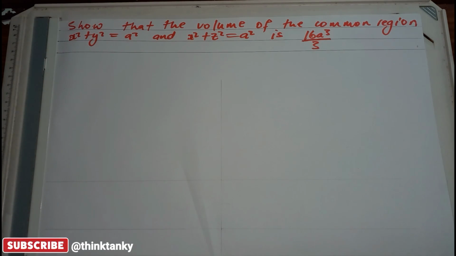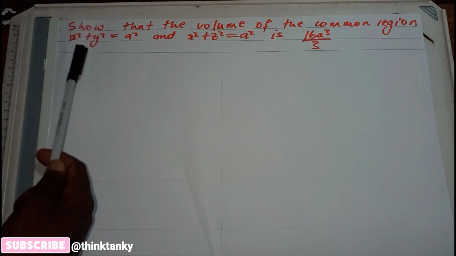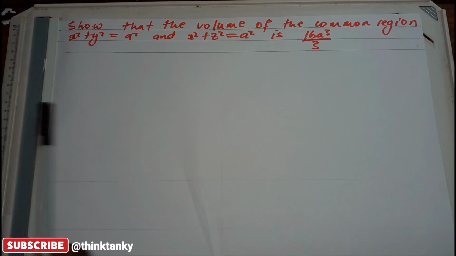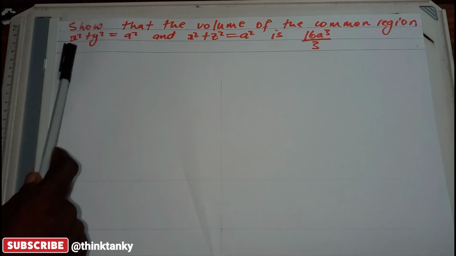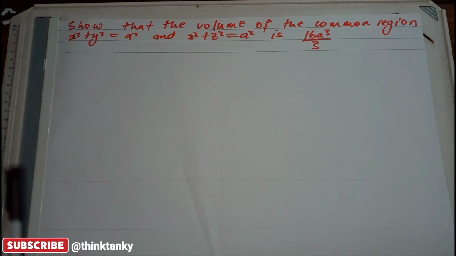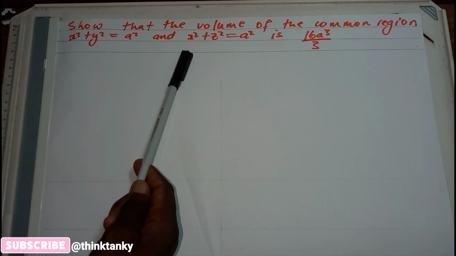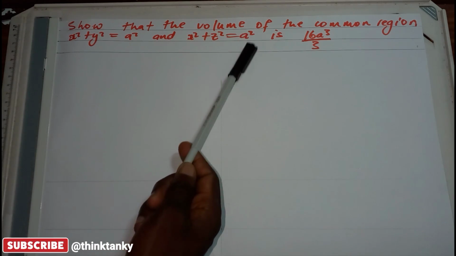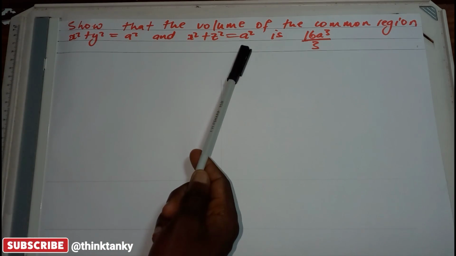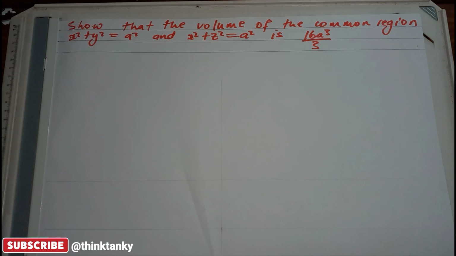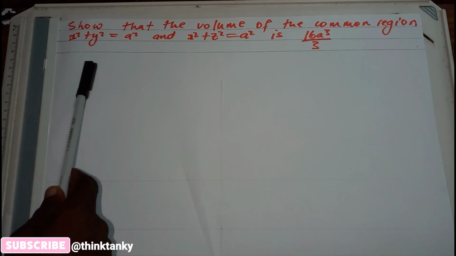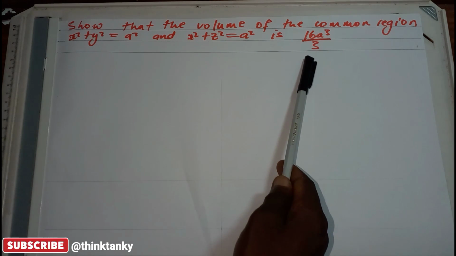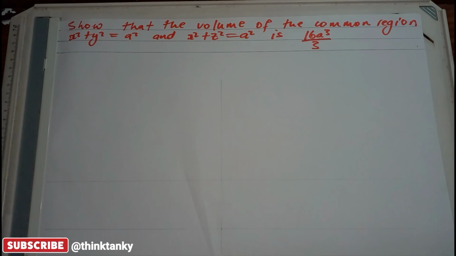So we're given two cylinders. This is the first cylinder, x squared plus y squared equals a squared, and it lies on the z-axis. The missing variable is where the cylinder lies. Here we have another cylinder, x squared plus z squared equals a squared. This lies on the y-axis. We want to show that the volume bounded by these two cylinders is equal to 16a over 3.